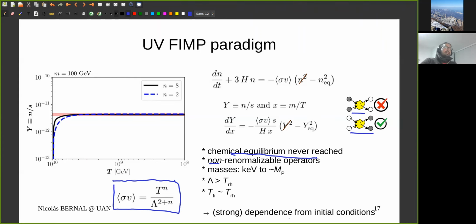So that implies that you have a scale of new physics, lambda, which is much higher than the reheating temperature. And in this case, as I was telling you, the bulk of dark matter is produced at the highest temperature, meaning typically at the reheating temperature, right? So just after inflation. And here I would say that there's a strong dependence on the initial conditions, in the sense that the final dark matter abundance will have a strong dependence on the reheating temperature or on the highest temperature reached by the thermal bath.